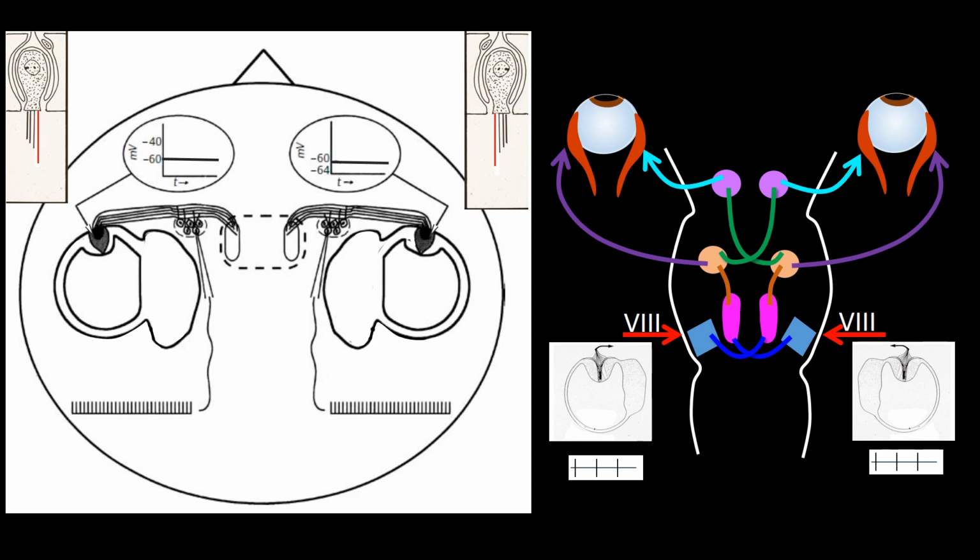Now I'd like to call your attention back to the black and white figure. As you can see in this figure, the intracellular recording of the vestibular ganglion nerve cells are discharging simultaneously at a steady rate. Thus, the net effect is no eye movements.